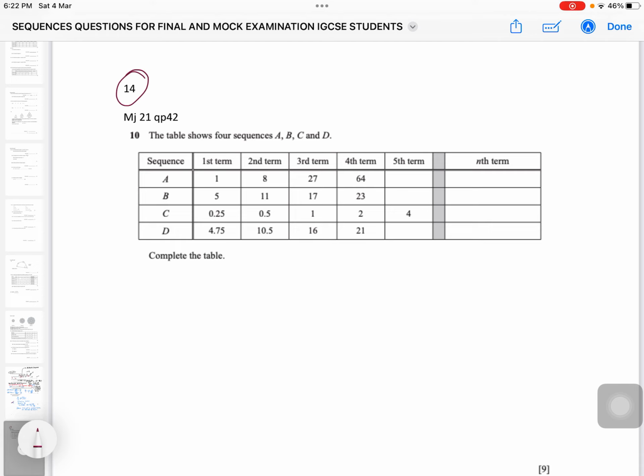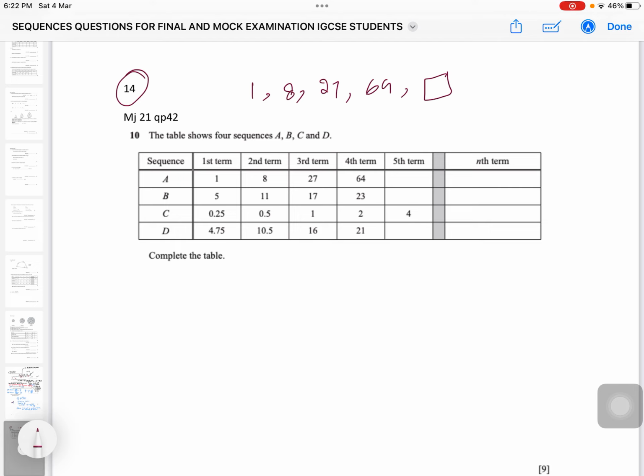So they say the table shows the four sequences A, B, C, D. Sequence A: the first term is 1, the second term is 8, the third term is 27, the fourth term is 64. What will the fifth term be, and what is the nth term? Look at this, this is a very interesting sequence: 1, 8, 27, 64, and this one is missing.